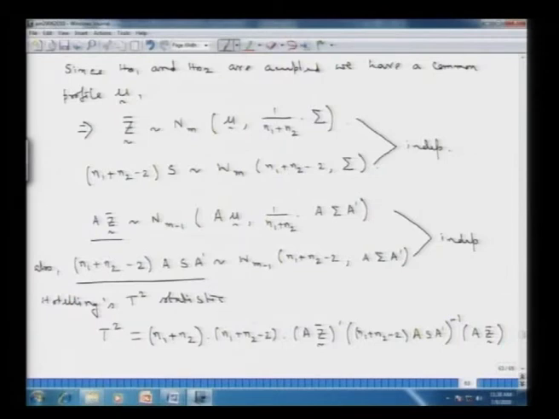So what is it that we get? We can see that this cancels out, and this is just equal to n1 plus n2 times A z bar transpose, A S A transpose whole inverse. A is that rectangular matrix which we have in H naught 3. So this is multiplied by A z bar. So this is the Hotelling's T square on what degrees of freedom? The degrees of freedom is the same as that associated with the Wishart distribution.